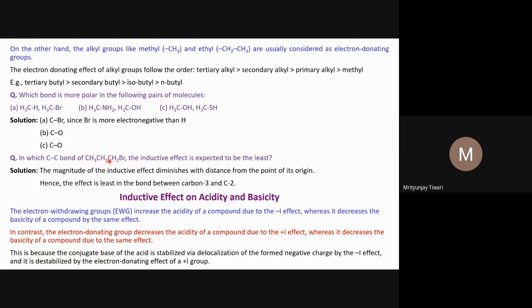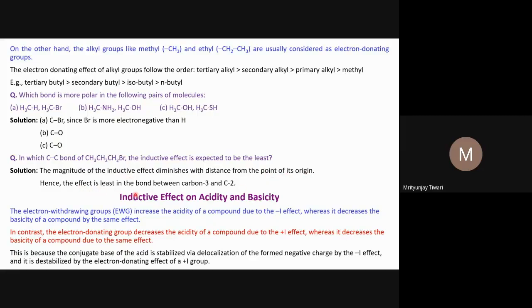The carbon 1 and carbon 2 bond is closer to bromine, and as we know, the inductive effect is transmitted along the chain, but its effect diminishes as we go away from the point of origin. So from bromine, as we go further, the inductive effect will decrease, and so this bond will have a higher inductive effect than the other carbon-carbon bond. The magnitude of the inductive effect diminishes with distance from the point of its origin.